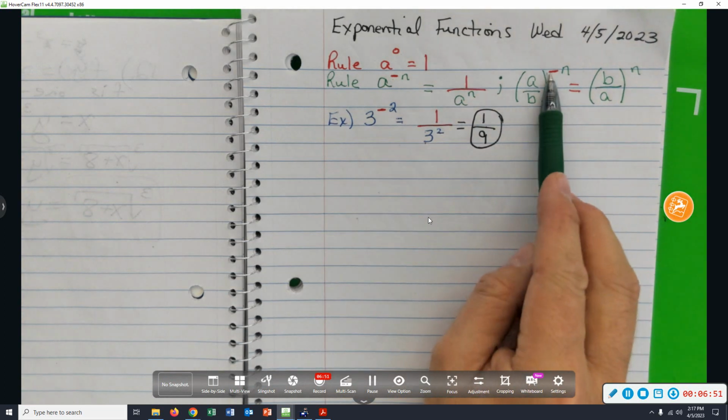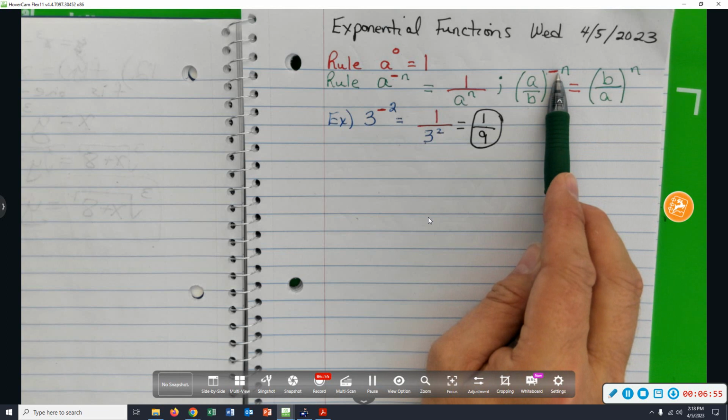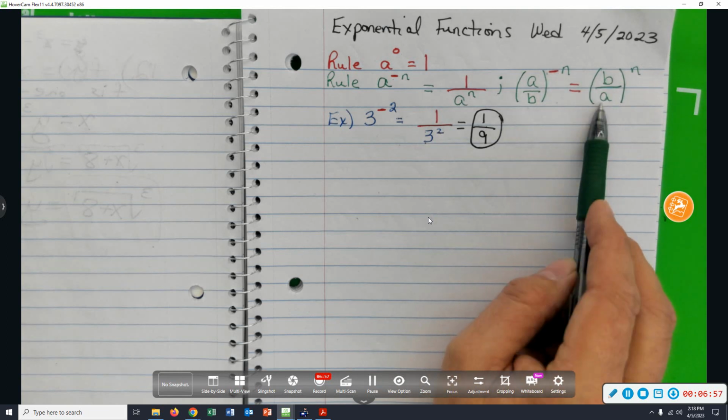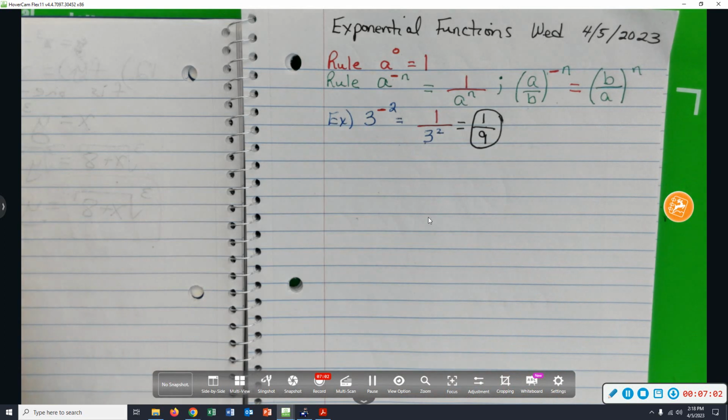A over b to the negative n. If you had a fraction to a negative power, that's the same thing as b over a, so flip the fraction to the positive power.